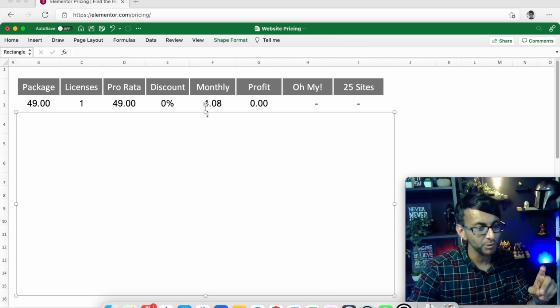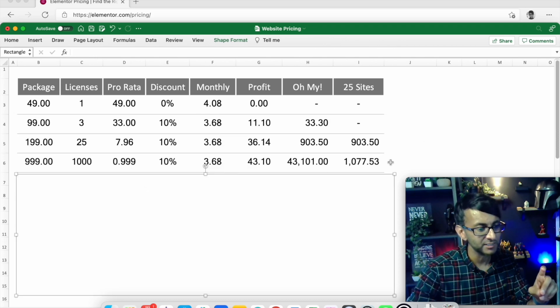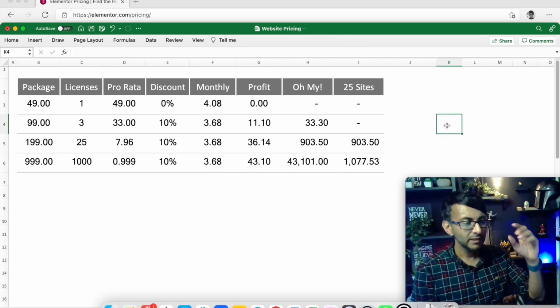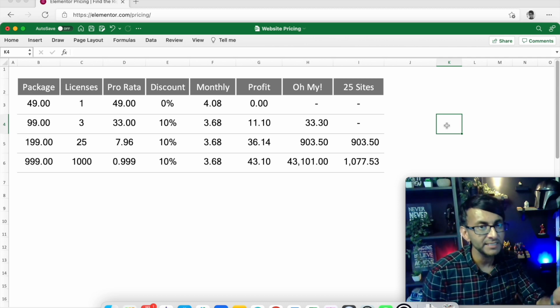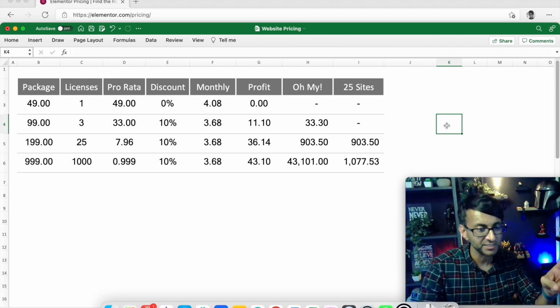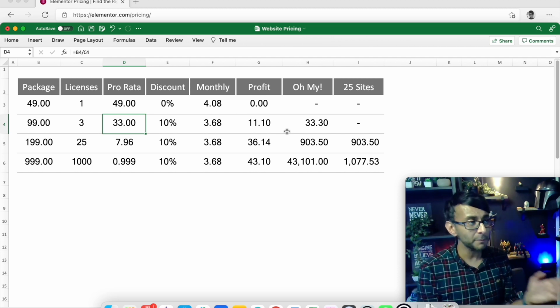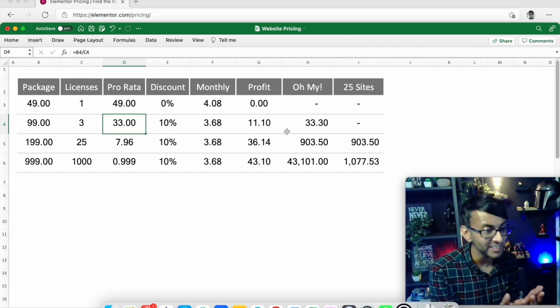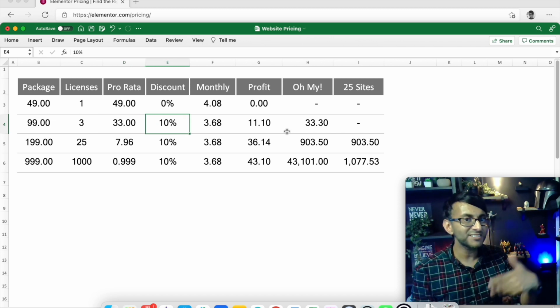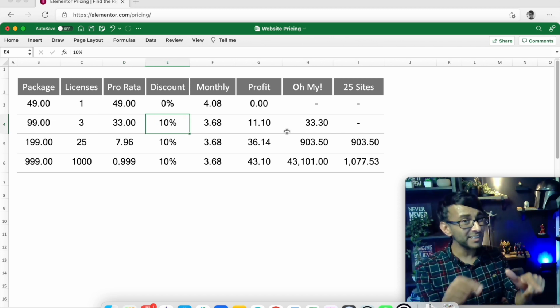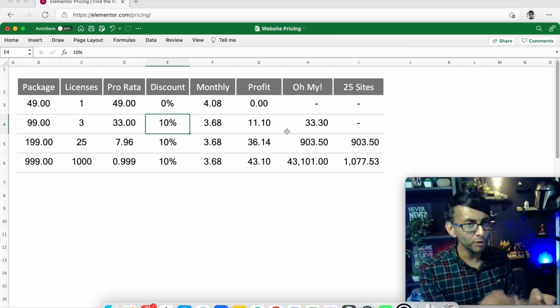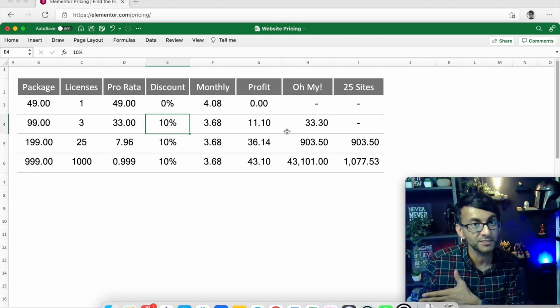I'm now going to show you what happens if we start to expand onto other ones. What if we now go for the $99 package, which is 3 sites? Pro rata, that's $33 per site, because you're paying $99, but you get 3 licenses. What if we then say to the client, you don't have to tell them you've got that package. You've purchased it behind the scenes.